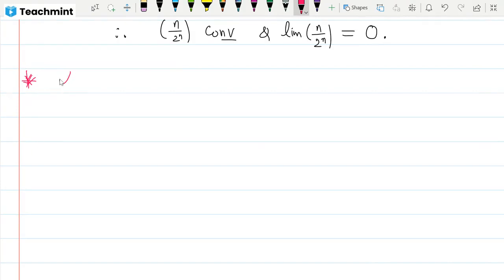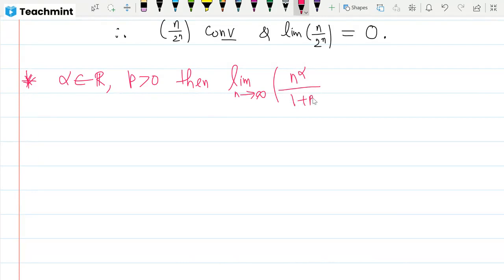If alpha is any real number, either positive or negative, and p is a positive real number, then we are finding the limit of this sequence: n power alpha over (1 plus p) whole power n. I'm interested in finding the limit of this sequence.